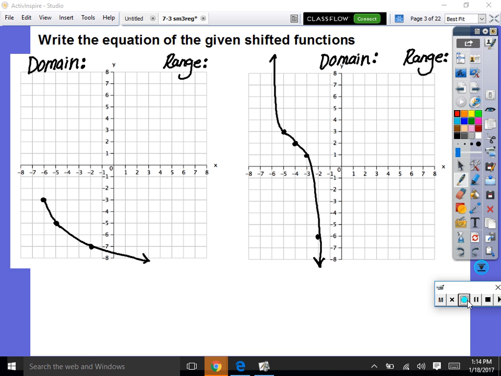That group, group 6. What did you say the parent function is for this? Square root of x. How many agree? Raise your hand. That is true. Okay, very good. What was the shift? Write out what's the new function?